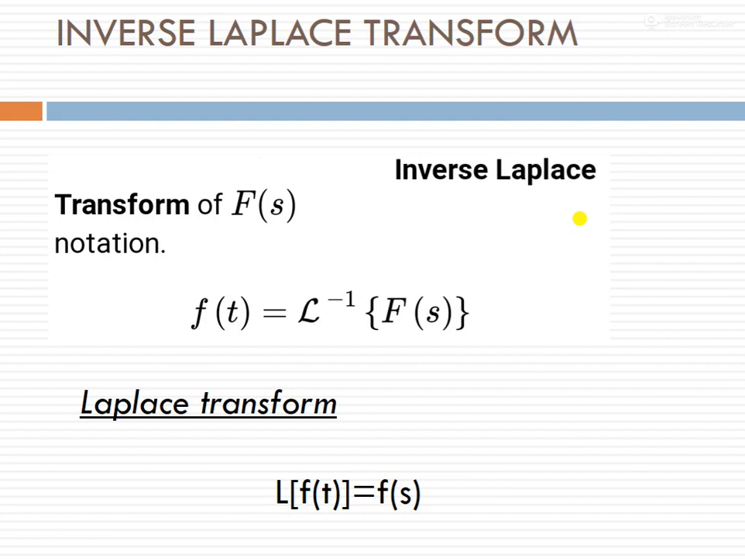So now we are moving to the next topic, inverse Laplace transform. As we all know that every transform has its own inverse form. So let us look into the general formula of the inverse Laplace transform. Here we can see that the inverse Laplace transform of F of s can be written as f of t equal to L inverse of F of s.